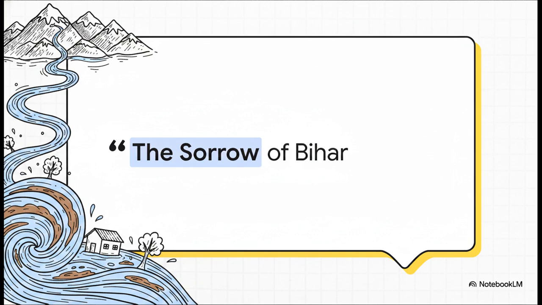Take the Kosi River, for instance. Famously known as the Sorrow of Bihar. Flowing down from near Mount Everest, the Kosi carries just unbelievable volumes of water and silt. And because it constantly shifts its path, it causes severe, devastating floods year after year, profoundly impacting the lives and agriculture of the whole region. It's a really stark reminder of the raw, untamed power of these Himalayan waters.